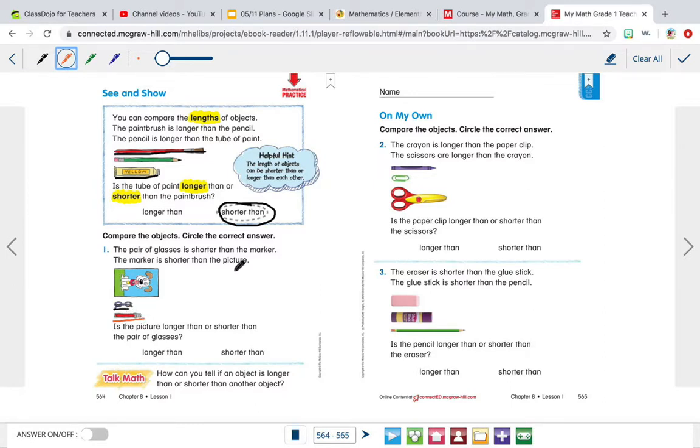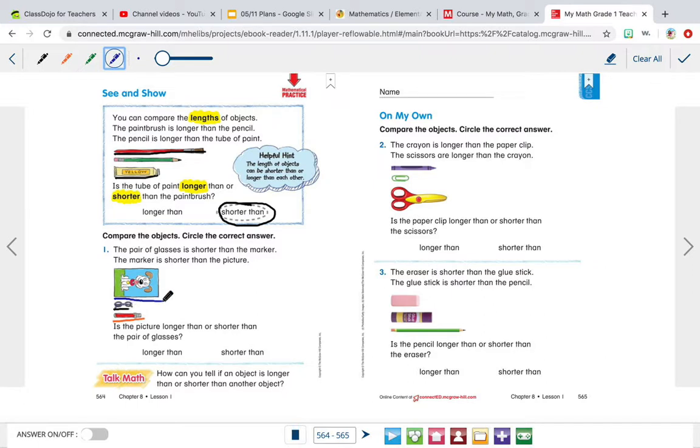The marker is shorter than the picture. So here's the marker, but here's the picture. So the marker is shorter than the picture, okay? Is the picture longer than or shorter than the pair of glasses? Here's the picture and here's the pair of glasses. Is the picture longer than or shorter than the pair of glasses?